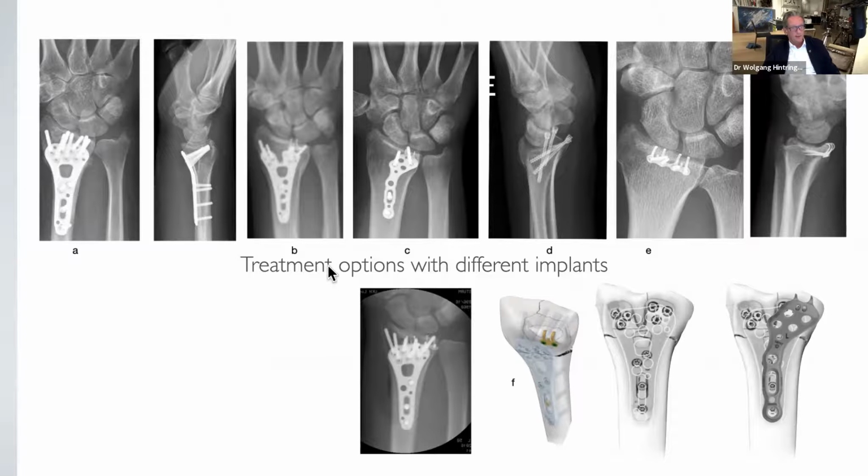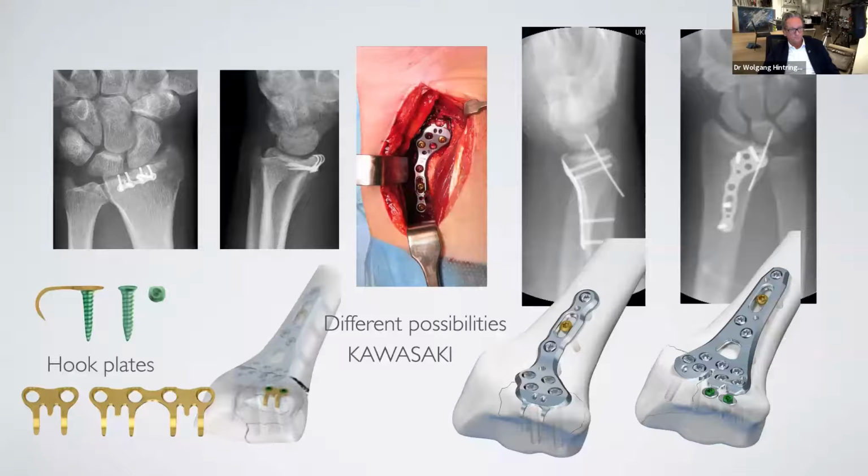So you see here the treatment options for all these Vola key type fractures, and they are all treated with different plates or with different hook plates. Here even cannulated screws are useful, especially if you do an arthroscopic reduction of the articular surface. You can very well use these screws. Here again, the different possibilities.